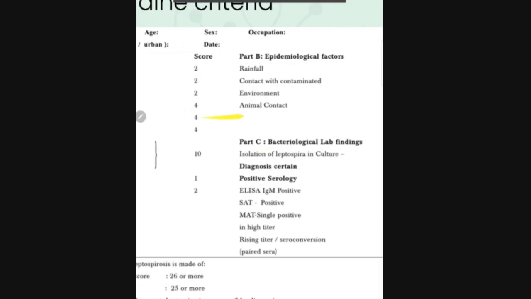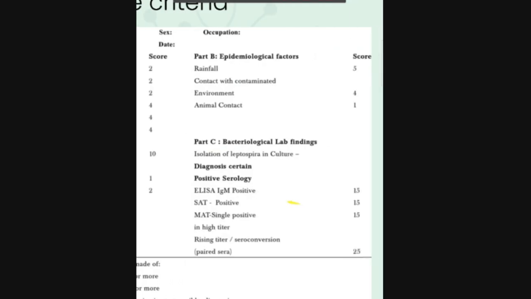What does the term animal contact mean? Rat. Especially the urine of the rat, when it contaminates our drinking water, as well as through broken, damaged skin, you can get this disease, leptospirosis. For bacteriological lab findings, like in other diseases, you cannot easily use culture for proving it. We do have special cultures, but it is difficult to prove. So normally we go for serology.